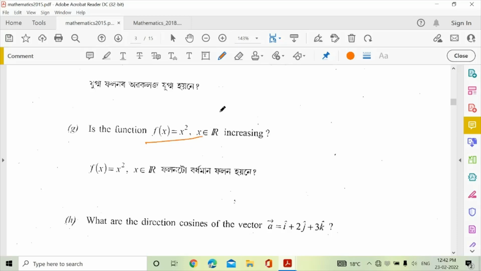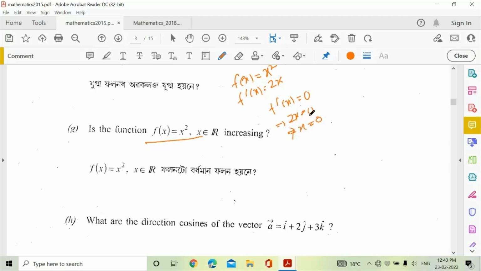So what is the concept of increasing? First of all, the steps are like that. For any function, f of x will be given. We'll try to find f dash x. Then you have to make f dash x equal to 0. So this one is x squared. What is the value of f dash x? Twice x. So f dash x equal to 0 means twice x equal to 0. That means you have got x is equal to 0.